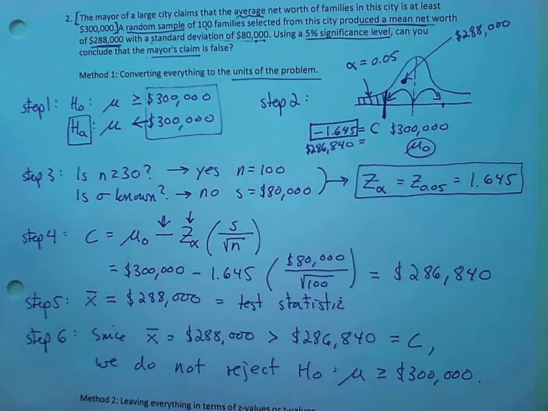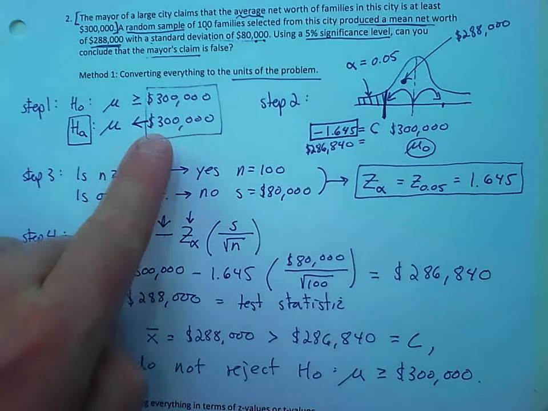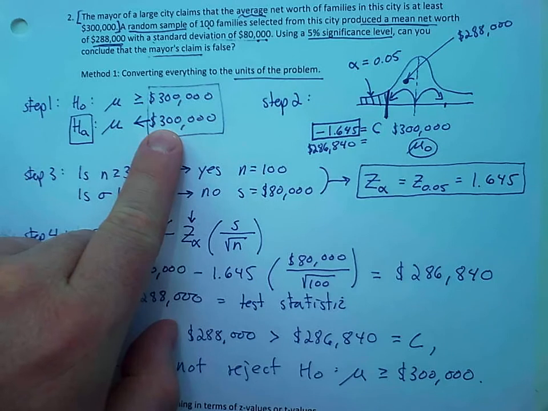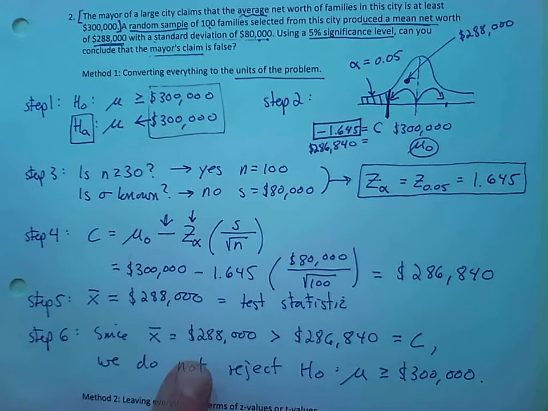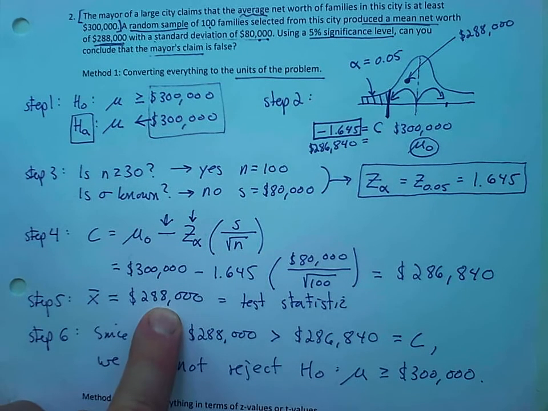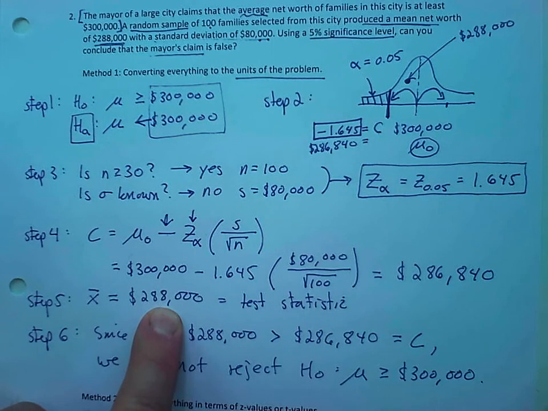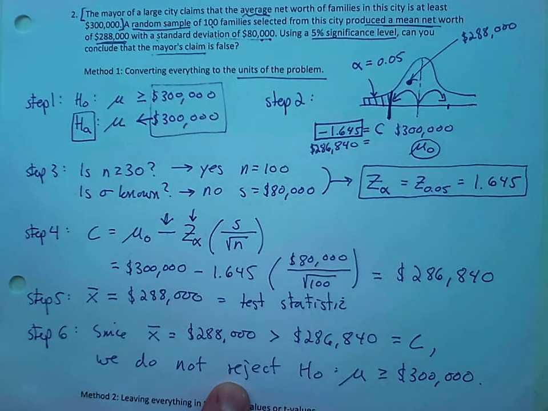All right. Now let me say something about this because sometimes I get some questions about this example. And that's this. This mayor is saying that the average net worth is $300,000. But we found out in our sample that it's really just $288,000. So we're below what the mayor is saying. Why are we not rejecting that mayor's hypothesis? And the answer is this.